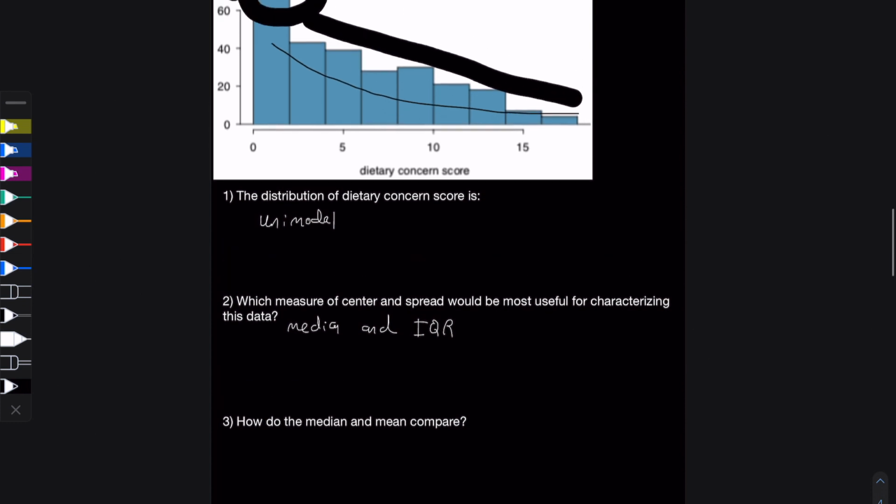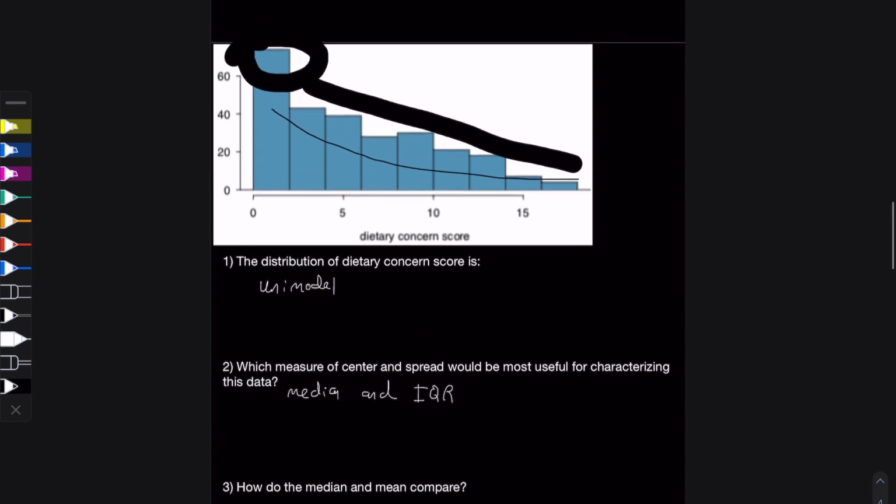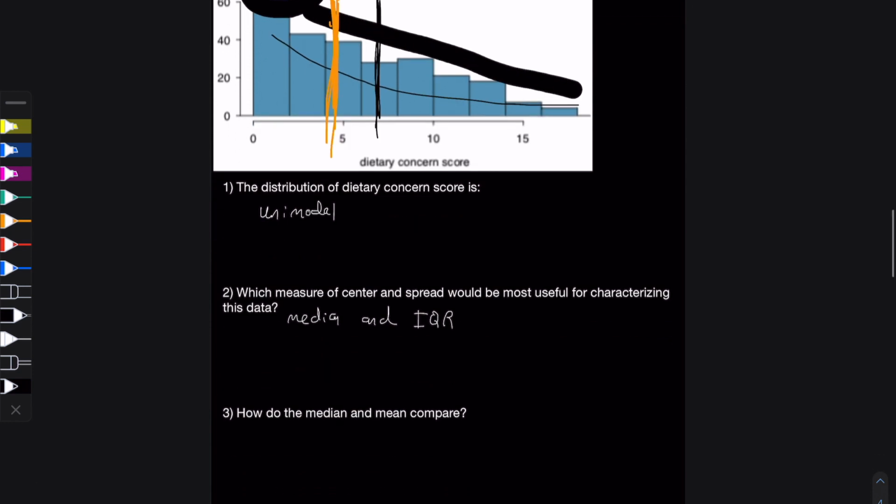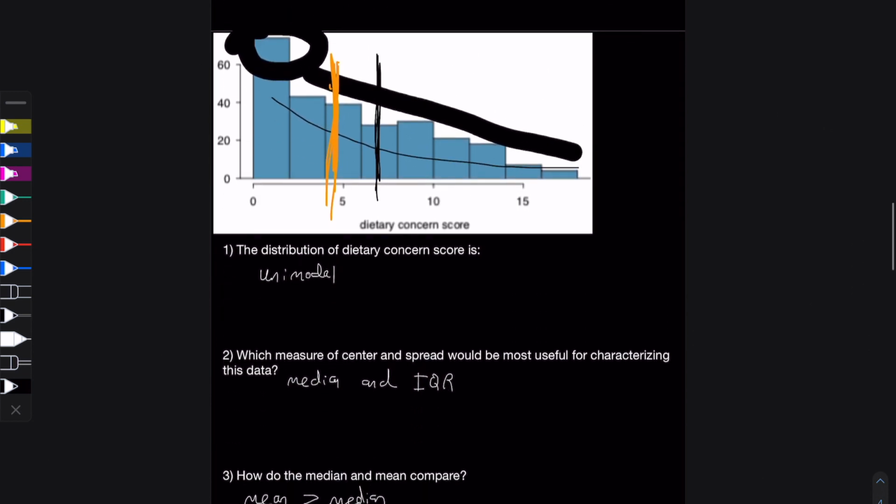So how do the median and mean compare? In a skew like this graph, the mean might be around here, and then the median might be over here, because the data is so skewed that there are more observations to the left, which keeps the median over here. But the observations to the right affect the mean more, so the mean would be moved further to the right. So the mean is greater than the median. All right, that question's pretty easy.